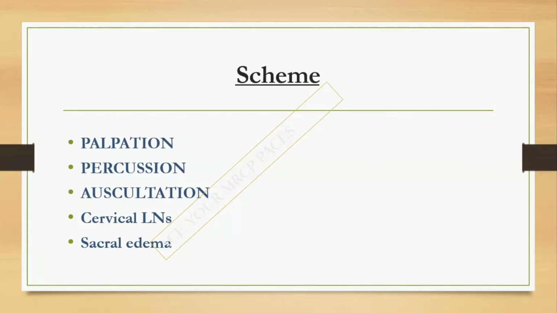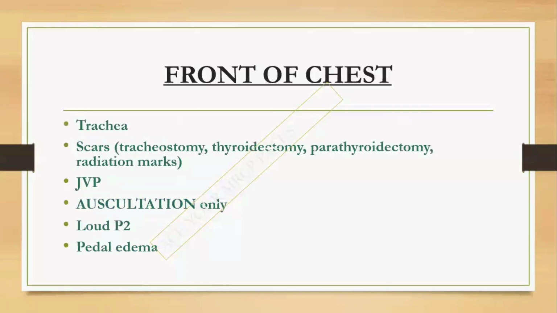There might be some candidates who will be practicing like this, that they will check the lymphadenopathy before doing the back examination. But I would suggest that do this after, so that at least you have got your findings, and now you will just look for cervical lymphadenopathy, sacral edema, and then you will come towards the front of chest examination. Before starting the front of chest, here you will look for the trachea.